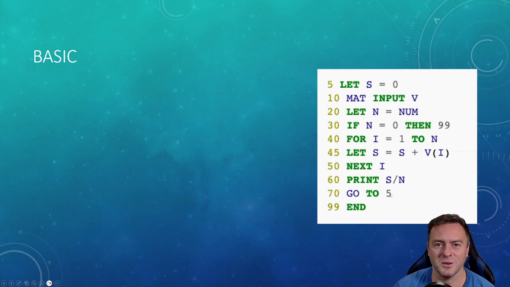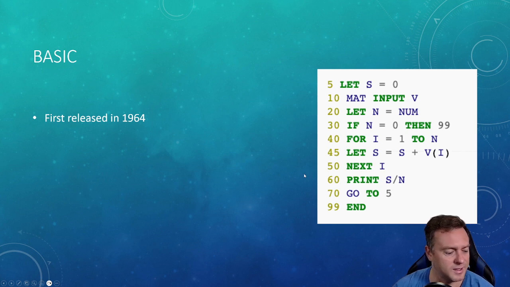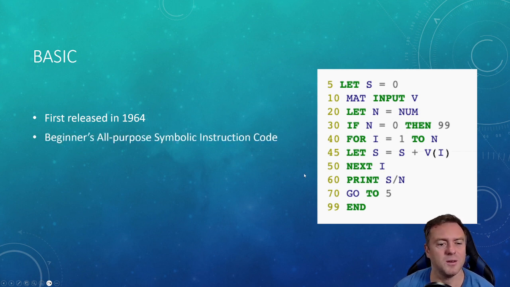So we had these go to statements, like go to 5, which means that it's able to go back up to these points, which is kind of cool. So you had line numbers that you could actually reference. It's really neat. So first released in 1964. It was a Beginner's All-purpose Symbolic Instruction Code. That's what BASIC stands for.